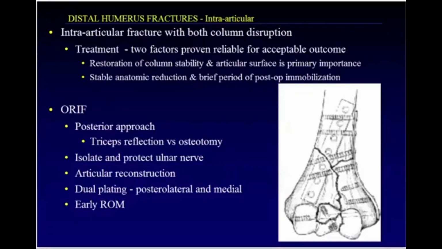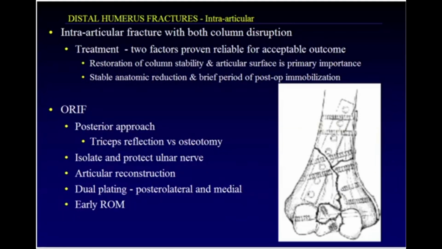Now, what about intra-articular distal humerus fractures, intercondylar fractures of the distal humerus that have disruption of both columns? There are two factors that have been proven reliable for an acceptable outcome. The first is to obtain an anatomical reduction of the articular surface. The second factor then is to obtain stable fixation of the articular segment of the bone to the shaft of the bone, and again, you think of these with a dual column approach, and that means dual plate fixation of both the medial column and the posterior column.